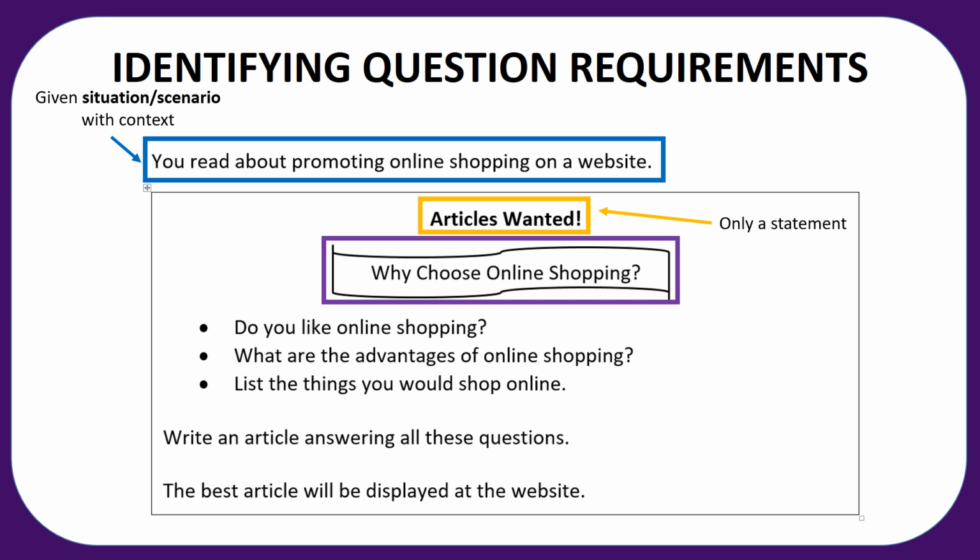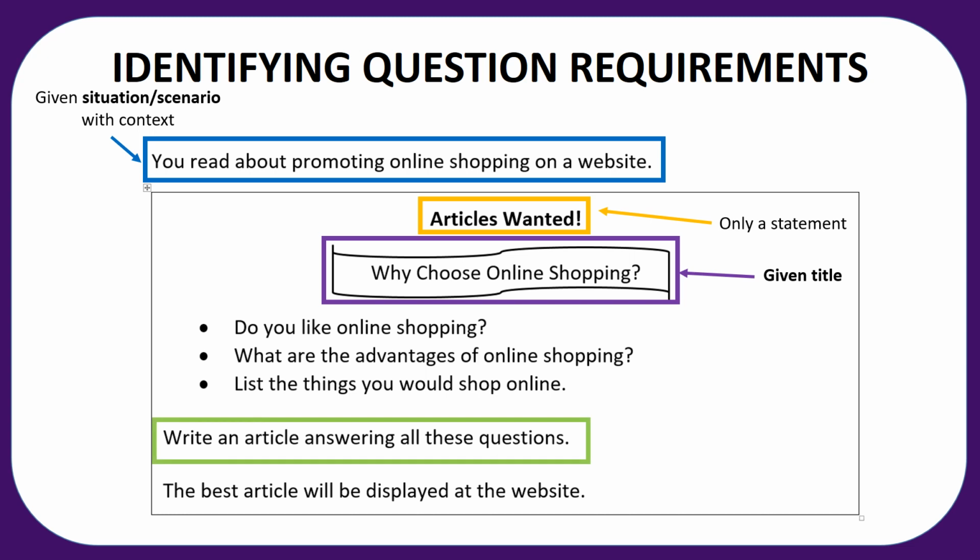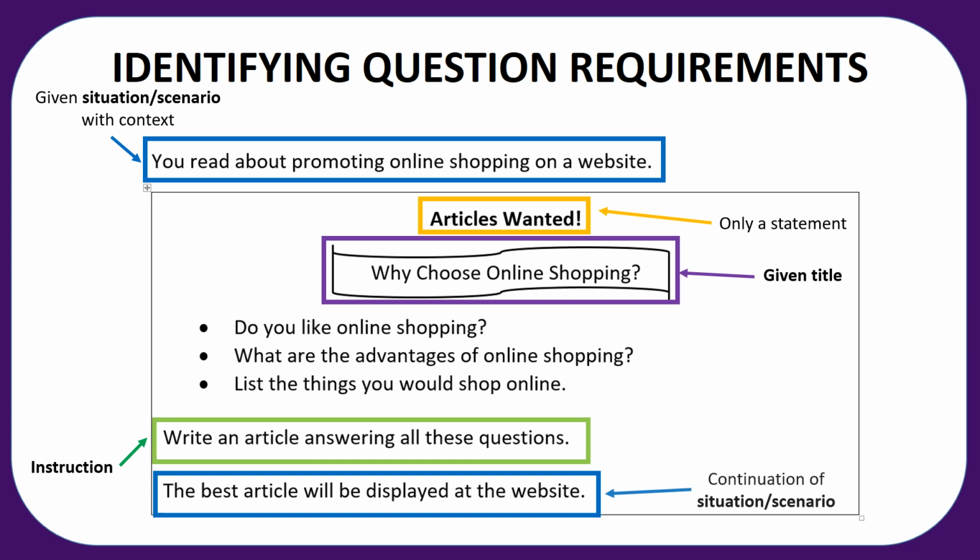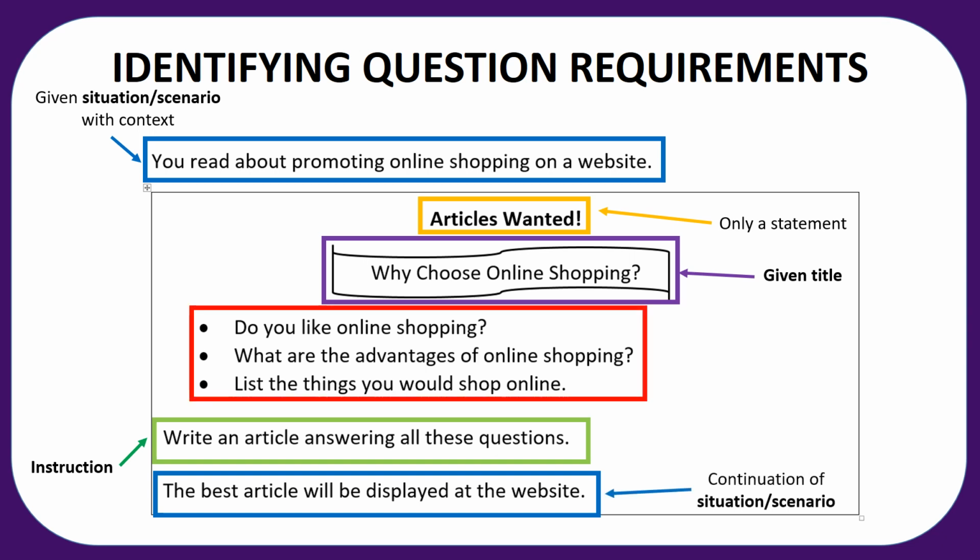So basically, when you see that, it's an article. And then this is the given title. You can use this as your title for your article. And then this one, basically this is just an instruction. It tells you that you need to write an article and using all the points. And then this one actually is the continuation of the situation or scenario earlier from the top, right? So the one in the middle here, see the one with the bullet points, these are the points for your article.